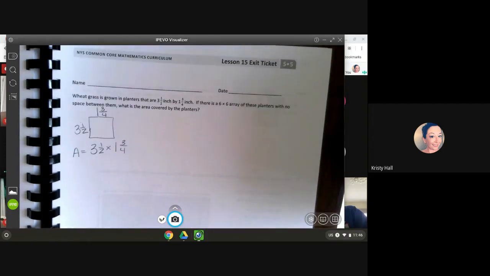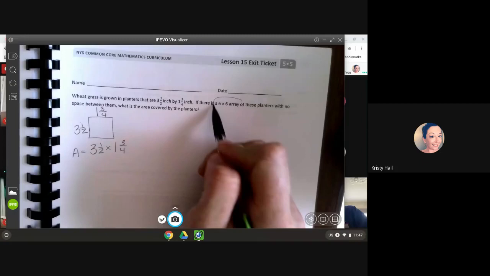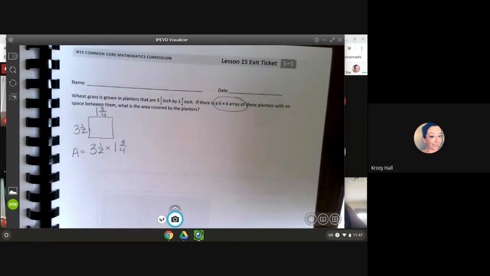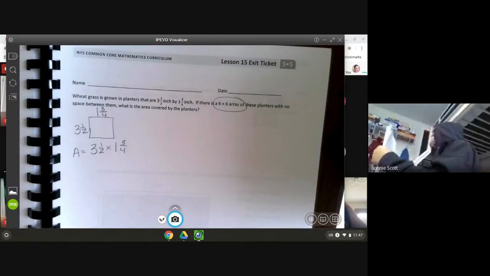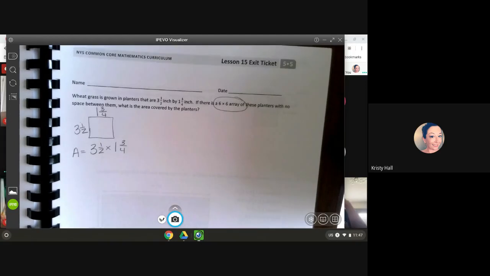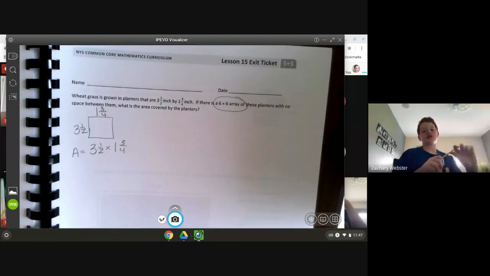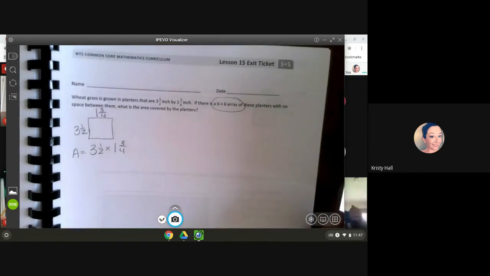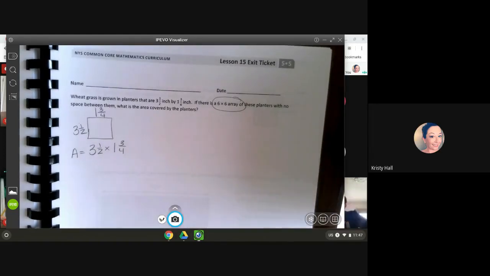If there is a 6 by 6 array of these planters with no space between them, what is the area covered by the planters? What does this mean? 6 by 6 array. Zach, do you remember what a 6 by 6 array would be? Do you remember what an array is? 6 columns of 6 and 6 rows of 6. Exactly. You probably remember this from when you first start learning about multiplication.